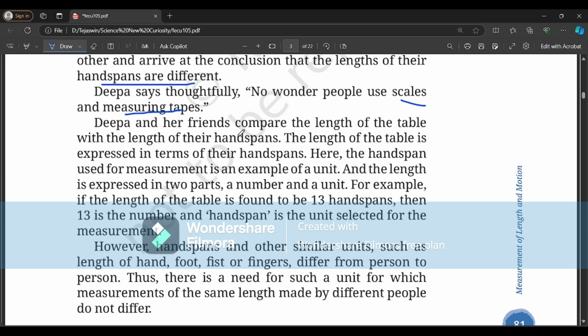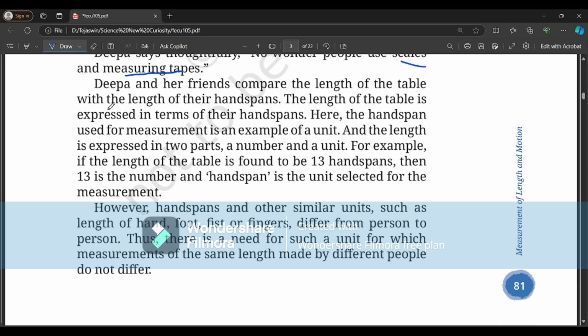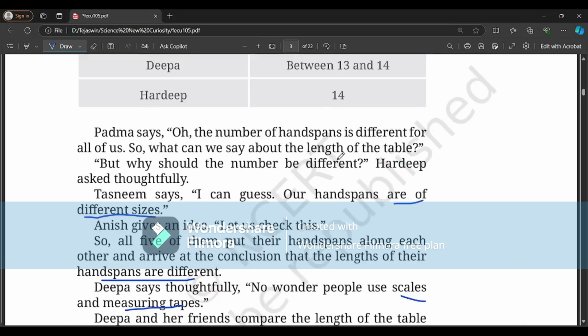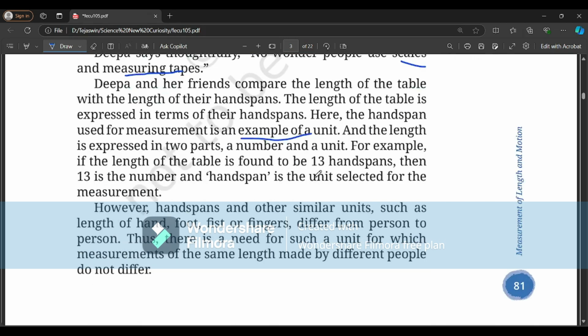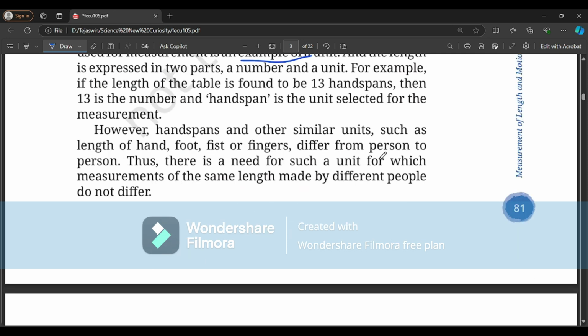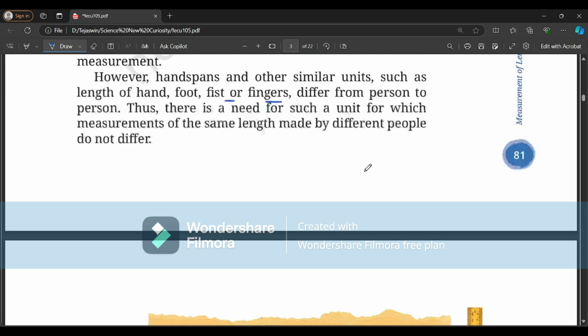So Deepa and her friends compare the length of the table with the length of their handspans. The length of the table is expressed in terms of their handspans, and the handspan used for measurement is an example of a unit. So it is slightly more than 13. 13 what? 13 handspans. So handspan is called the unit, and 13 is the number. Handspan and other similar units such as length of hand, foot, fist or fingers differ from person to person.